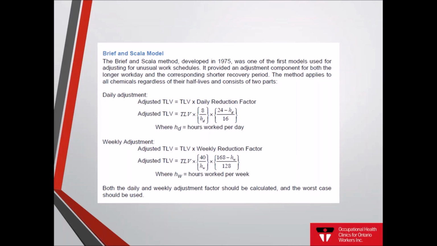So the method applies to all chemicals regardless of their half-lives and consists of two parts, daily adjustment and weekly adjustment. Here I'm just showing you the equation for both. For all chemicals, these two values will be calculated and the worst case scenario of the two is used.